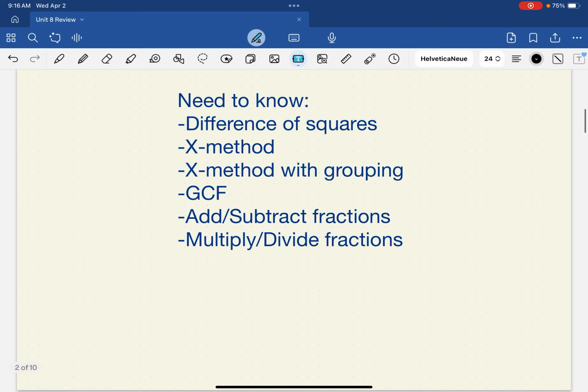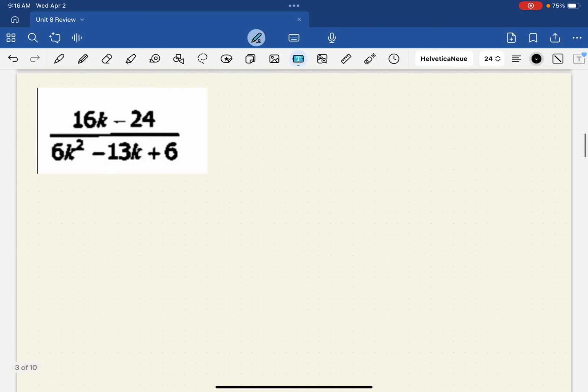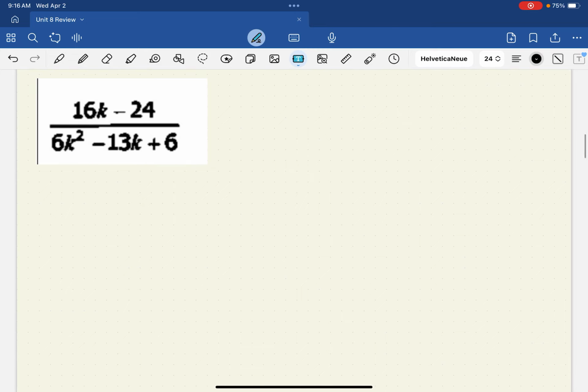Let's go ahead and get on to problem number 1. So problem number 1, we are just simplifying. There's no equal sign. There's no plus after the fraction. So it is just straight simplifying. So here we go. First thing I'm going to do is factor the top and bottom.